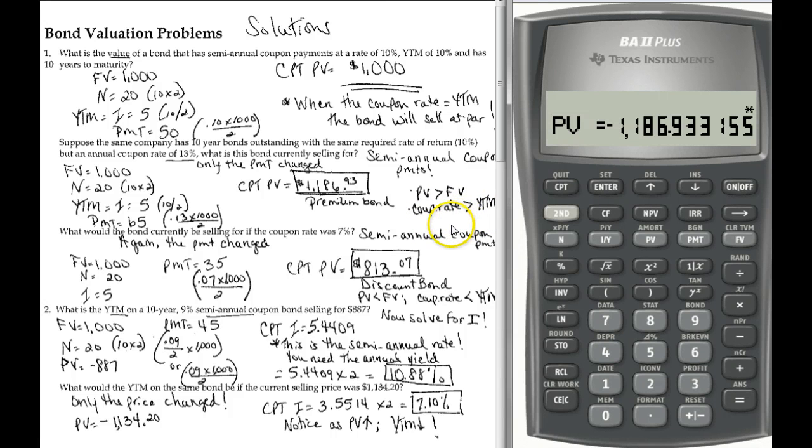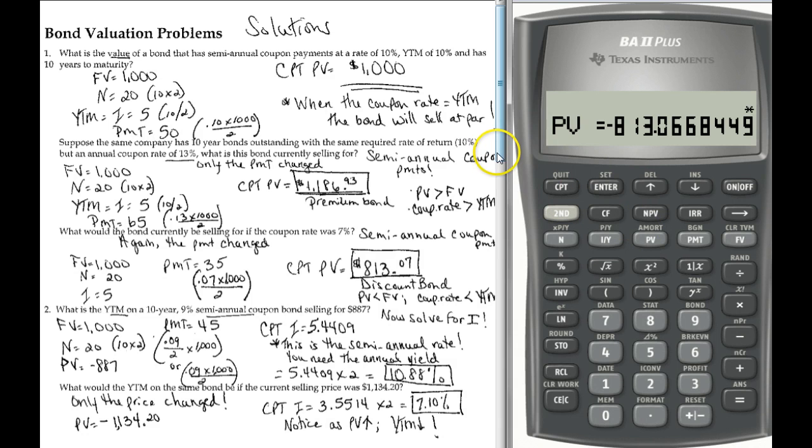The last part of problem 1 says, what would the bond currently be selling for if the coupon rate was 7%? So only the payment changes, just as it did in the last segment that we solved. Now your payment is computed by taking 0.07 times 1,000 divided by 2 for a $35 coupon payment. That's all that changes. So you can just plug in that new payment, compute your present value, and $813.07 is the price of this bond. It's a discount bond, you discover. The present value is less than the future value, and the coupon rate is less than the yield to maturity.